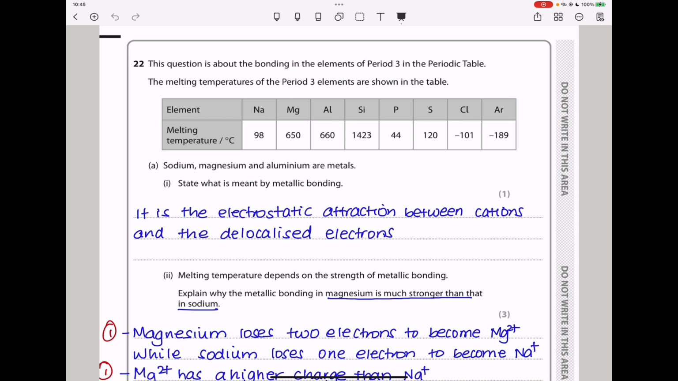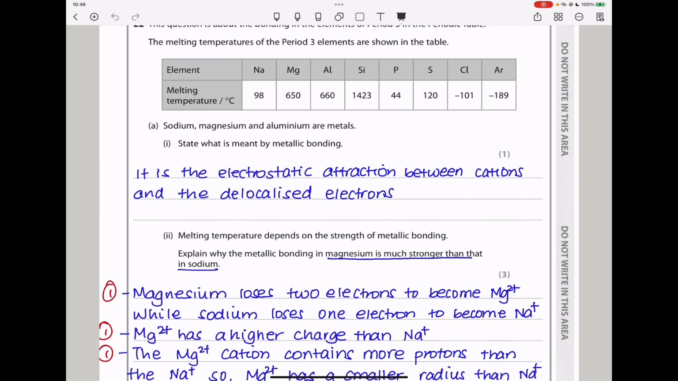Question 22. This question is about the bonding in the elements of period 3 of the periodic table. The melting temperatures of the period 3 elements are shown in the table. So they say, sodium, magnesium, and aluminium are metals. State what is meant by metallic bonding. Metallic bonding is the electrostatic attraction between cations and delocalized electrons.